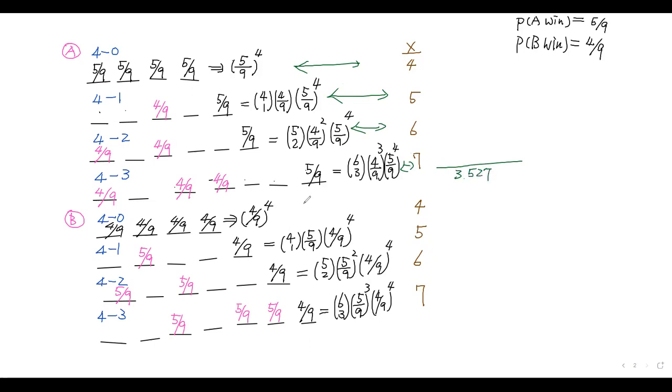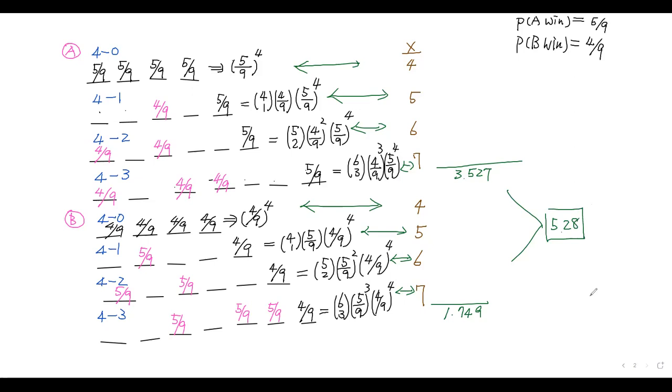Okay, so the same thing for B, you multiply the expected value of the games, the number of games, times the probability. So I add this one here, it is 1.749. So you add them together, it is 5.28. So it's about 5 games.